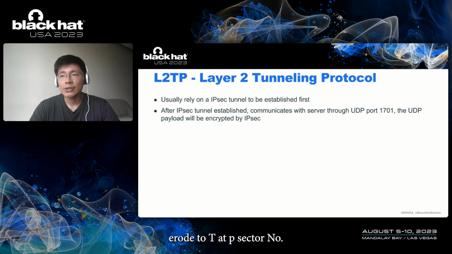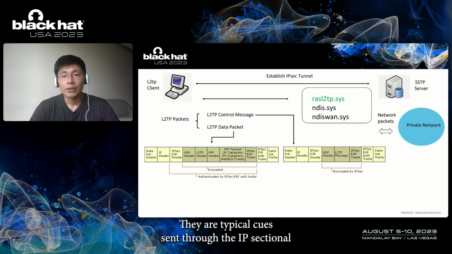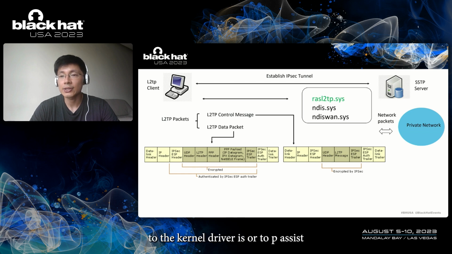L2TP relies on an IPsec tunnel to be established first, and it uses a UDP port. The L2TP packets are sent through the IPsec tunnel to the kernel driver RASL2TP.sys.